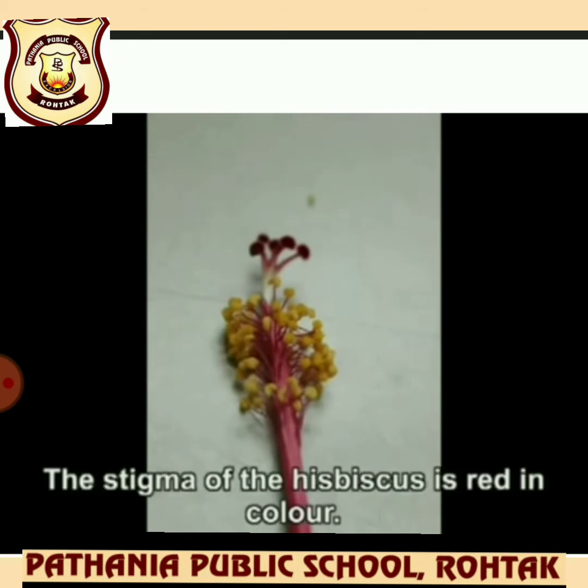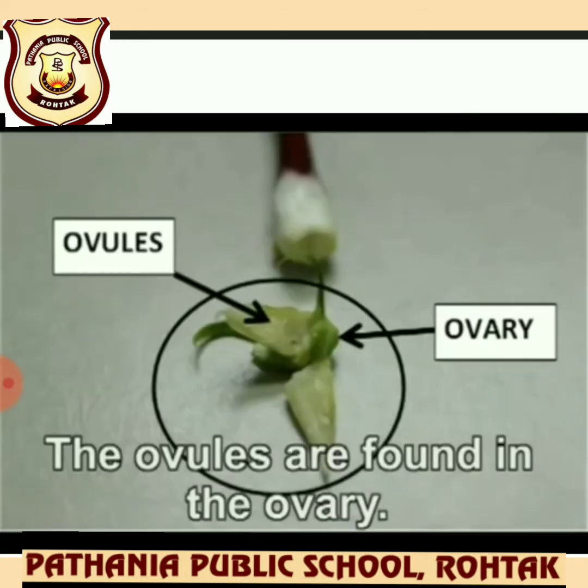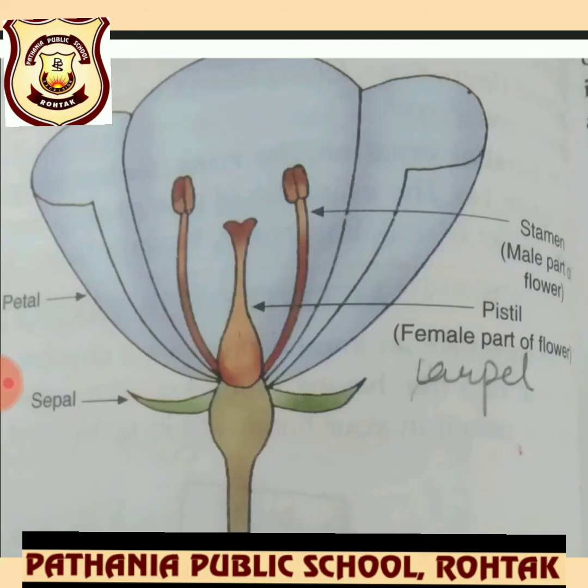Okay. So the stigma of the hibiscus is red in color. As you can see, stigma is the female part of the flower, and these are called the ovary and ovules. Now I am going to explain the diagram. This is the diagram of parts of a flower: the stamen, pistil, petal and sepal. So I am going to explain the functions of the different parts. This is the stamen, the male part of the flower.